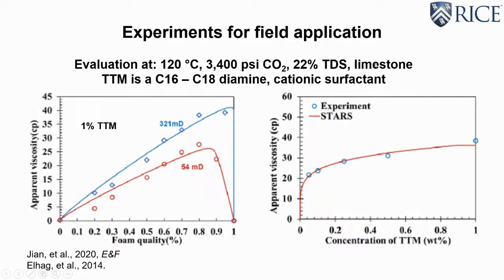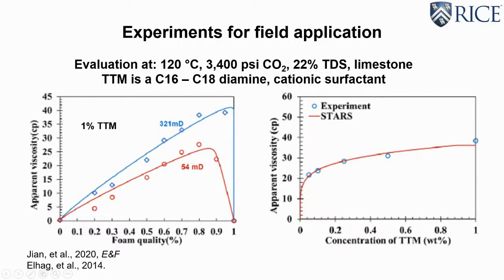It's a carbonate formation, so anionic surfactants would have very large adsorption. And with ethoxylated alcohol, the temperature is too high. We couldn't use it. And so we used the cationic surfactant, TTM, which is a 16 to 18 carbon diamine. Diamine has two amine groups on the molecule. It's a cationic surfactant. So now let's look at its behavior in the laboratory.